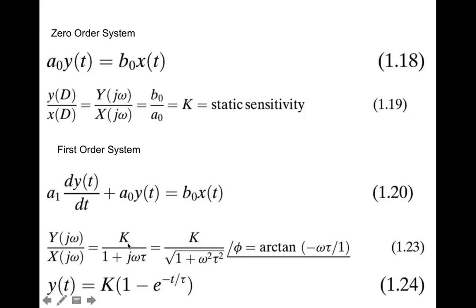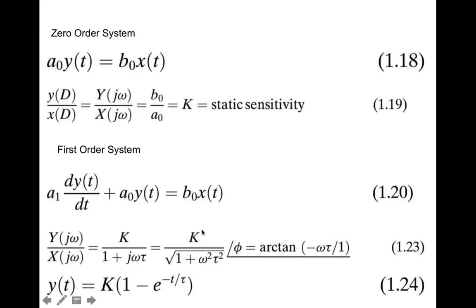It's going to be a constant k, which is going to be some combination of a1, a0, and b0, divided by another set of constants and variables, 1 plus j omega tau, where tau is a constant and omega is our variable. So if we put that into phase and magnitude form, it looks like this. So our variable here is omega. Tau is a constant and k is a constant, depending on A1, A0, and B0.